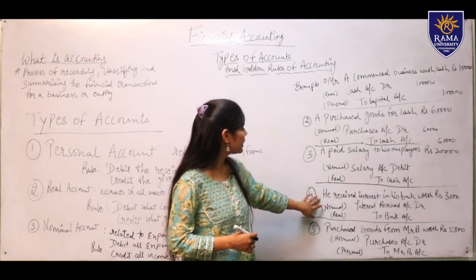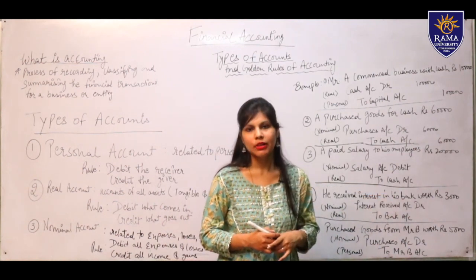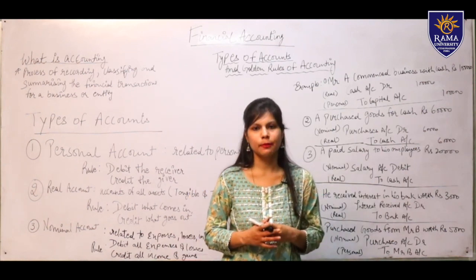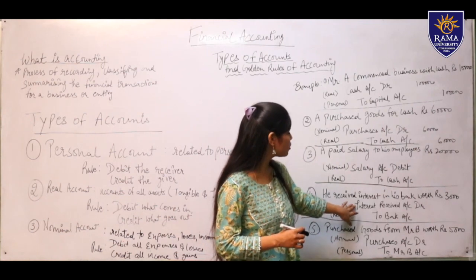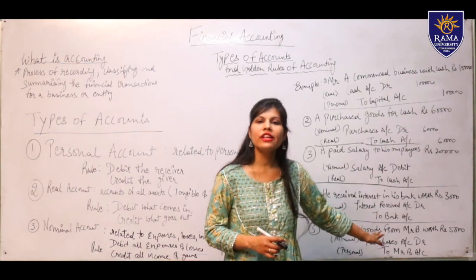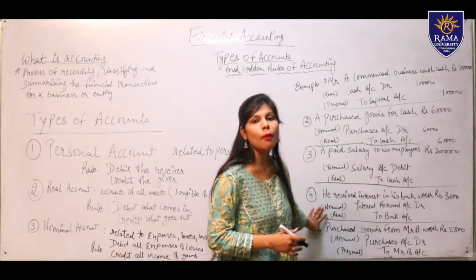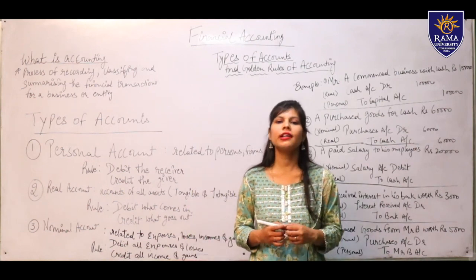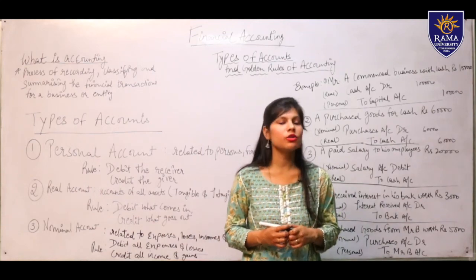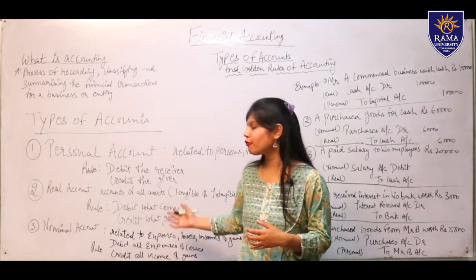The next entry is: A received interest in his bank account worth rupees 3,000. Now Mr. A has received some interest of rupees 3,000. Here we have seen that interest received account is being debited to bank account. Why is interest account being debited here? Again, interest is our nominal account, and to bank account. Bank account is our real account. So again we can understand the rules are being followed here.